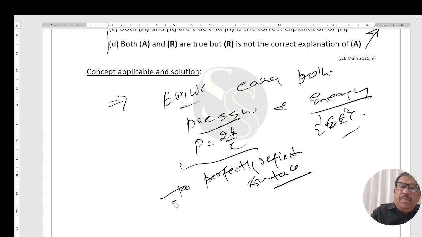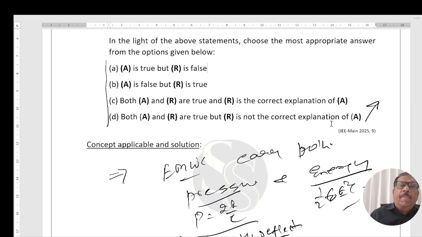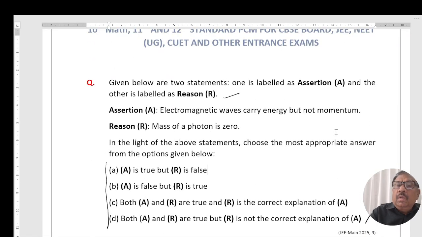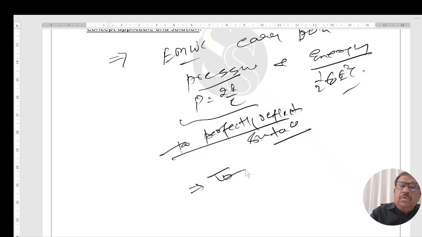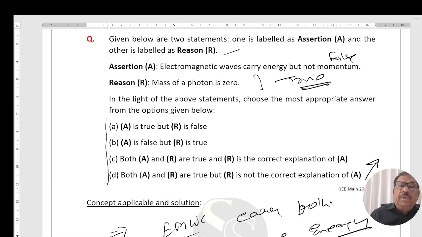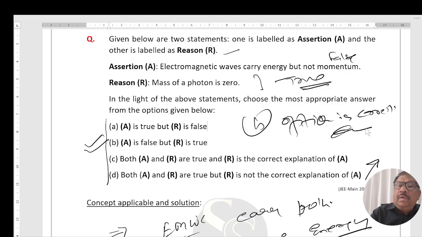The answer to the question takes 5 seconds, but I am giving you just additional information. This is false. This is true. Rest mass of photon is 0 and it travels with the velocity of light. So the second is true. So A is false, B is true. B option is the correct option. Right? Next question.